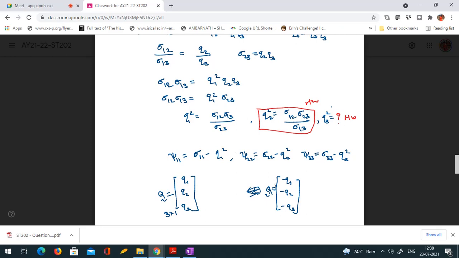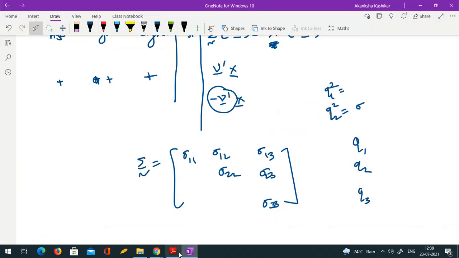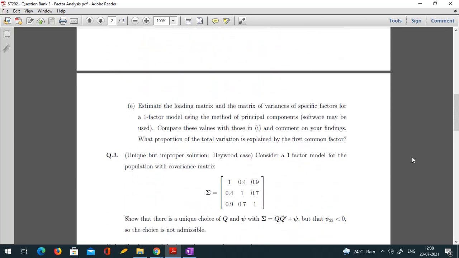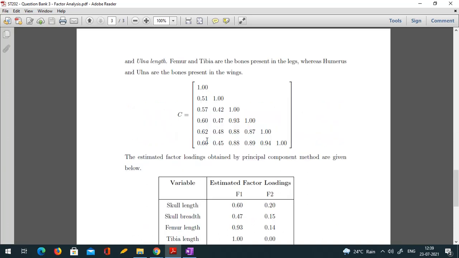Yes, ma'am. And in the last part E, you are supposed to use the PCA method, the method of principal components. And then you compare the solutions in part A and part E. I hope now it is clear how the two things are different.